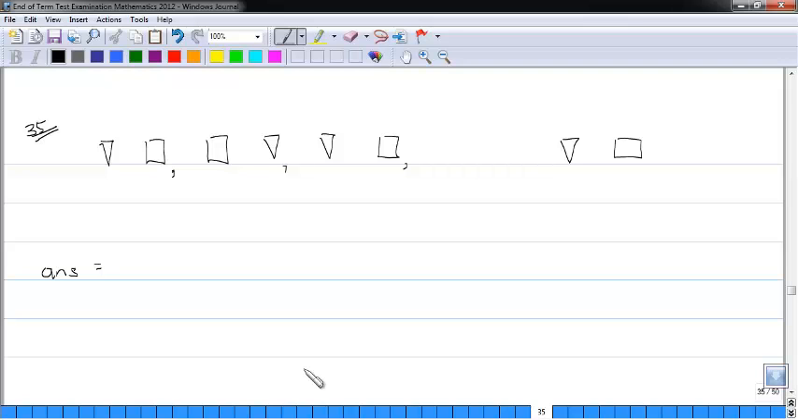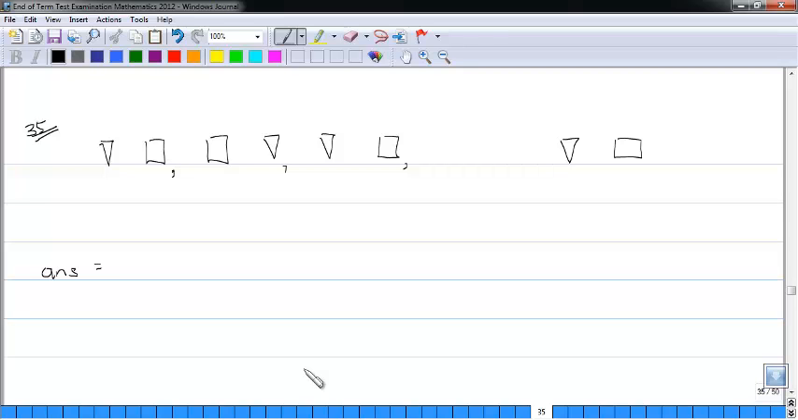For number 35, we're given a sequence here and we're supposed to complete it. Now they have shapes and numbers. So let's figure out the shapes that would complete the sequence first. We start off with a triangle, a box, triangle, triangle, box, something, then we end up with triangle, number, box.